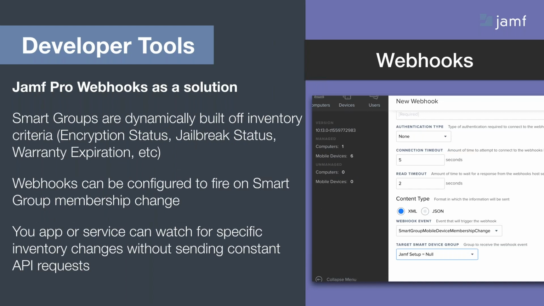One of the more interesting webhooks, in my opinion, is the Smart Group membership change. And if you understand Jamf, this is probably self-explanatory. But for those of you that are new to Jamf, we collect a ton of inventory about devices when they check in. And this inventory feeds dynamic lists called smart groups. So as an example, you could have a live list of devices with a particular encryption status, or devices that are detected as jailbroken, or devices where the warranty is about to expire. Instead of having this information just sit inside Jamf, we can make it actionable in your system with webhooks.